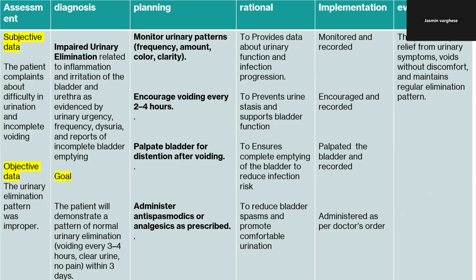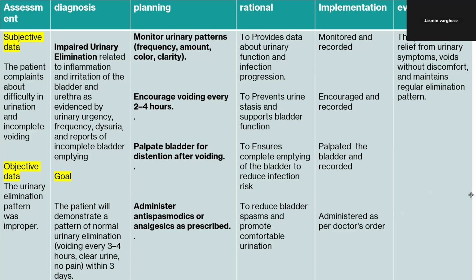Then administer antispasmodics or analgesics as prescribed, or simply you can write administer the medications. For what? To reduce the risk of infection or to reduce the bladder spasm. Implementation: administered the medication, antispasmodics or analgesics as prescribed. Alright? And again, in evaluation based on your goal, the patient demonstrated a good pattern of urinary elimination, or you can write the patient reports relief from urinary symptoms, voids without discomfort, and maintains regular elimination pattern. Alright? This is the nursing diagnosis and care plan for impaired urinary elimination.